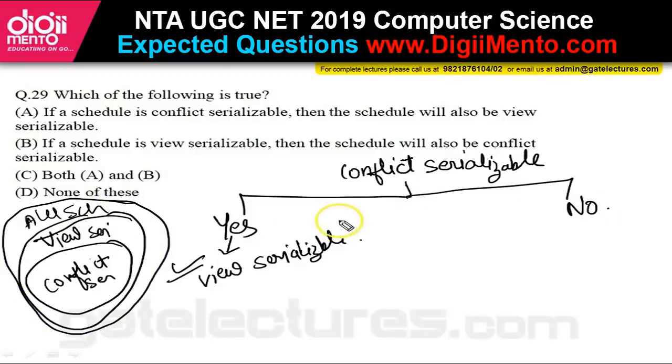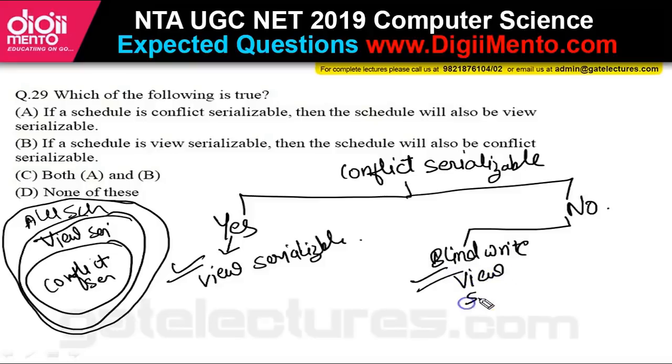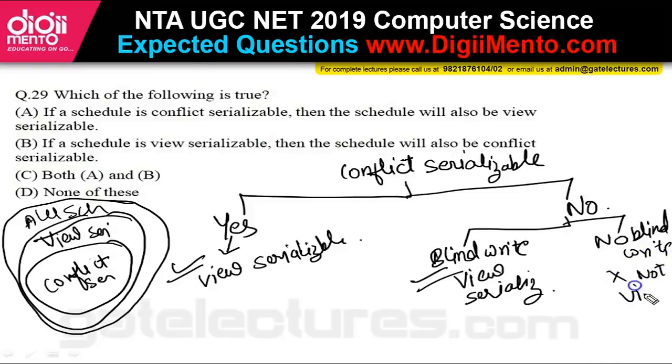Okay, so you can see from this diagram that if a schedule is conflict serializable, then obviously it will be view serializable as well, but there will be some cases where it is view serializable but not conflict serializable. So how can we categorize it? If there is a blind write, then there is a chance that it is view serializable as well. But if there is no blind write, then it is not view serializable.